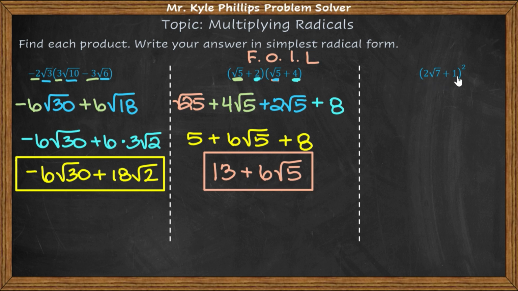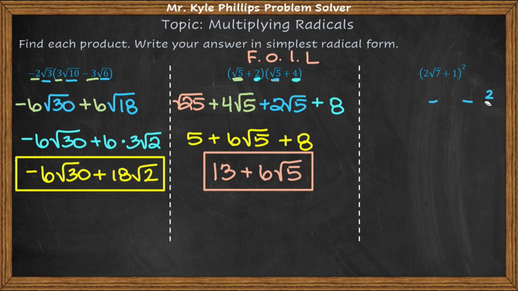Lastly, this problem is the exact same as this problem here. You have a binomial that's being squared. So here what you cannot do is distribute the 2 to both. This is a very common mistake. People think that this is going to be 2 root 7 squared plus 1 squared. All right, and that is not true.